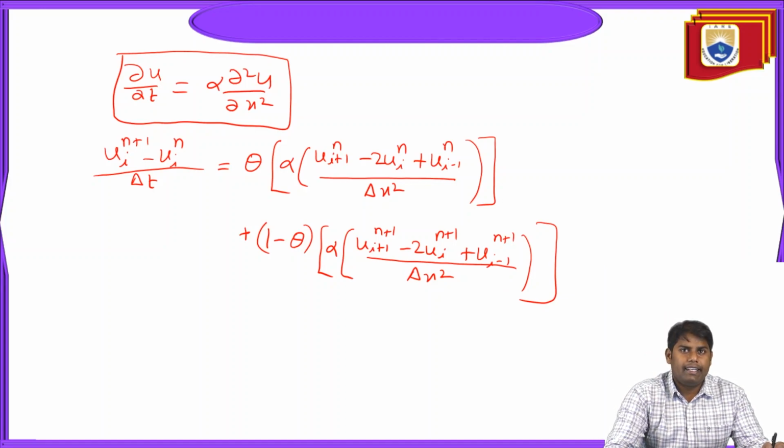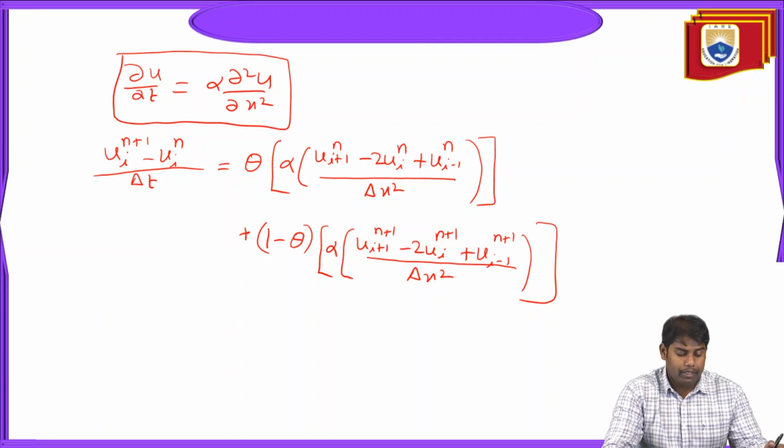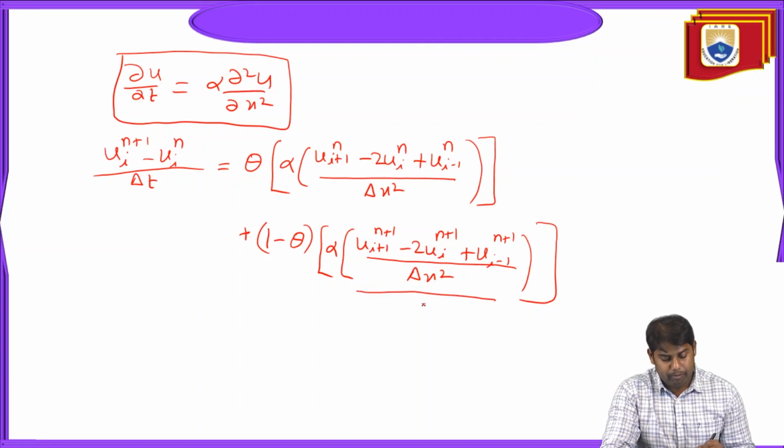Here theta is called the switching factor. We can see basically two things are available: one is the explicit and another one is implicit. So which one will be implicit? This term will be implicit.